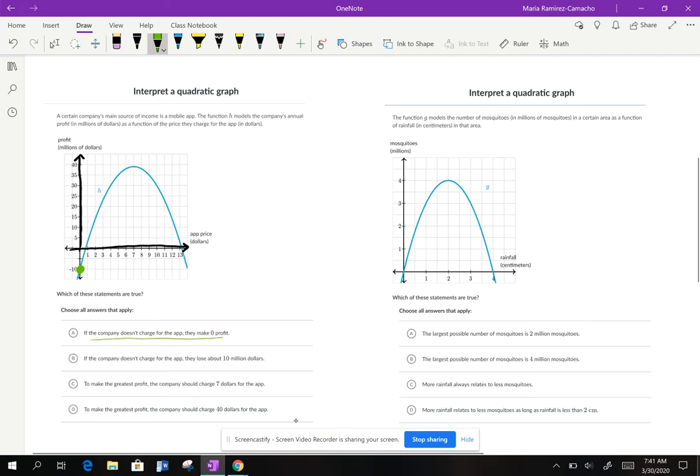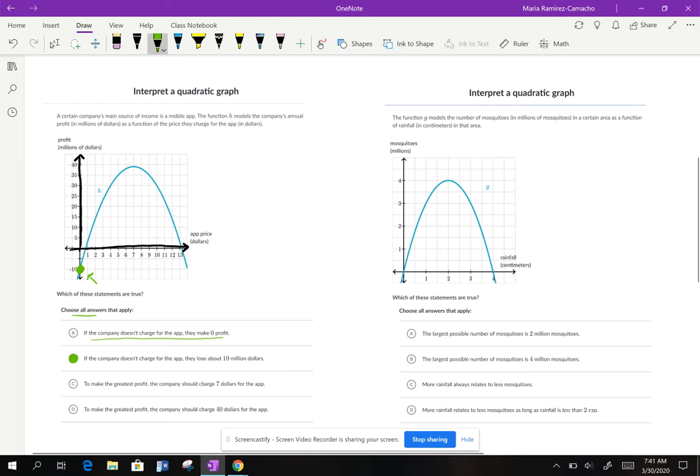So this statement is not true. If the company doesn't charge for the app, they make zero profit. That's not true. We would not choose that answer. If the company doesn't charge for the app, they lose about $10 million. That is true. Okay, that's what we're seeing here at this point.